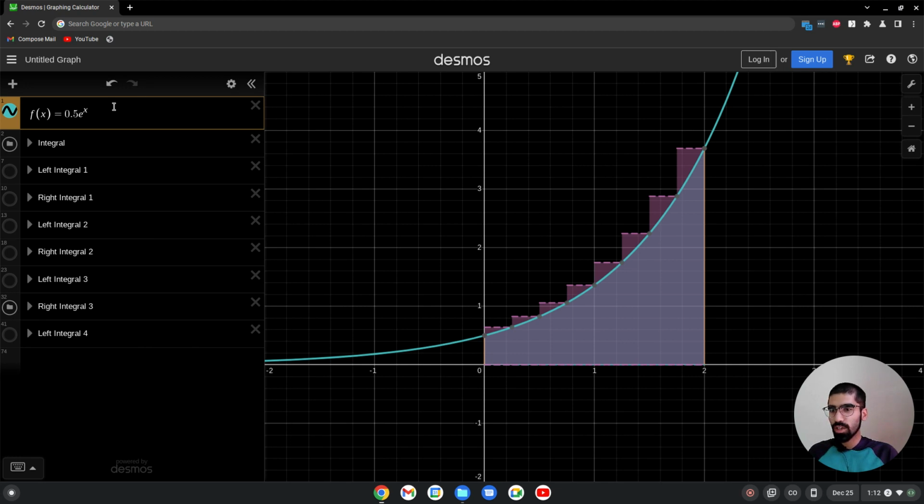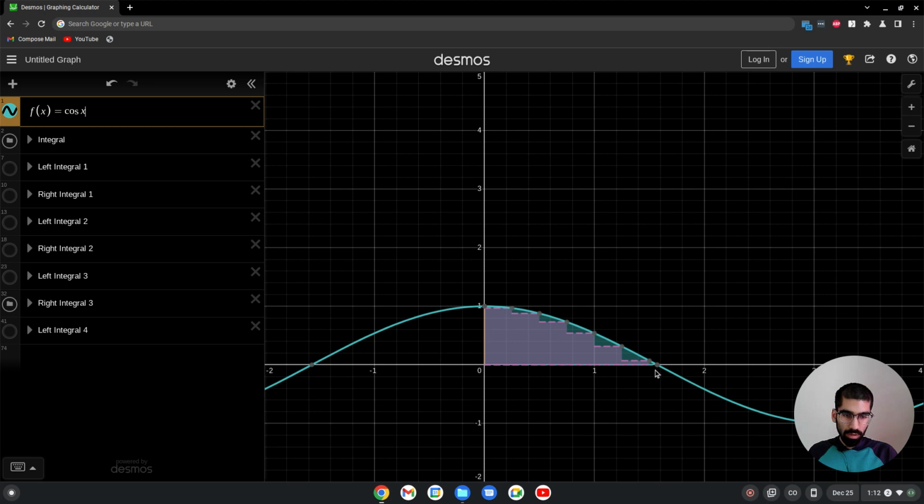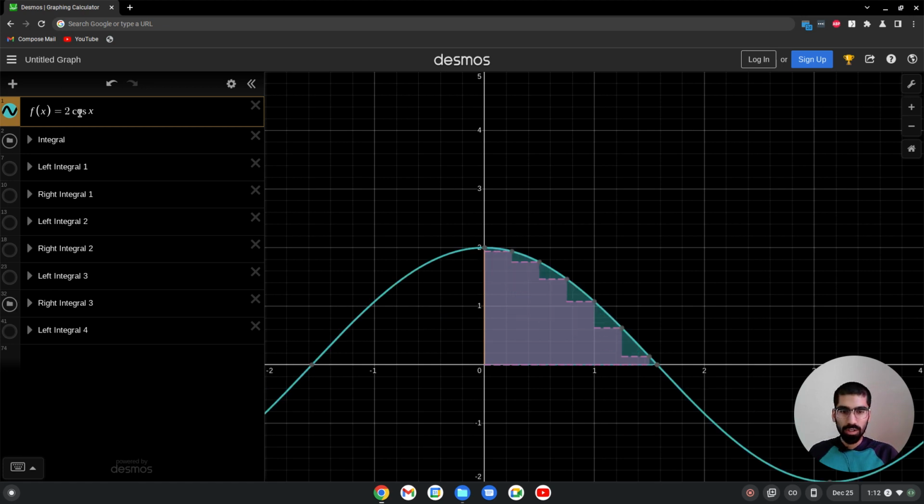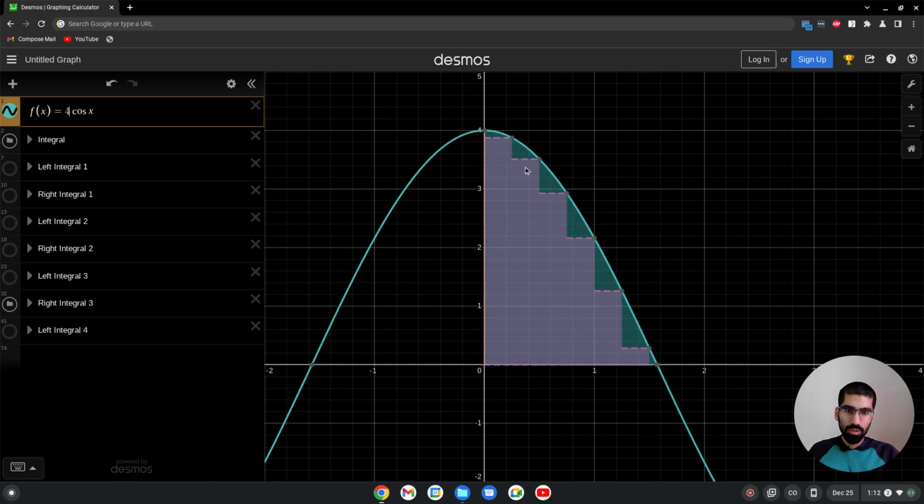When we had cos x, in this area now it's a decreasing function, and now this right integral is an underestimate. So let me make this larger so you can see. You see this right integral, it's now an underestimate because now we have a decreasing interval, in fancy words, and the left integral is an overestimate.